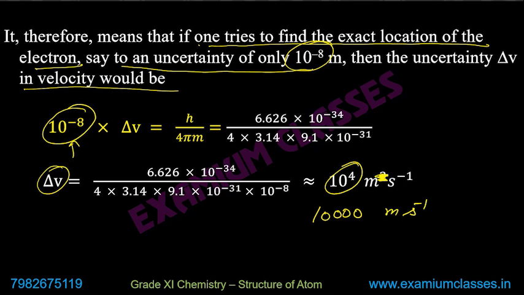Sir, I have one doubt. Here we have used h upon 4 pi, and according to the given condition we used mass. So sir, will this formula be used everywhere, or is it h upon 4 pi only?